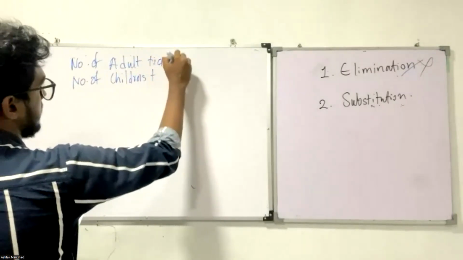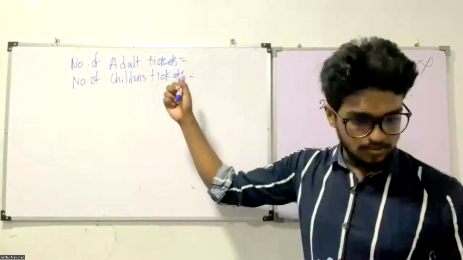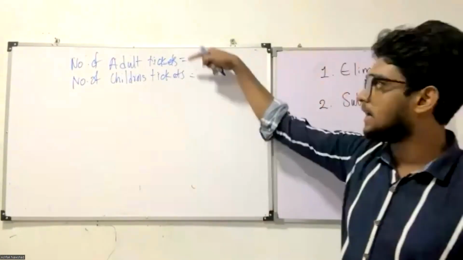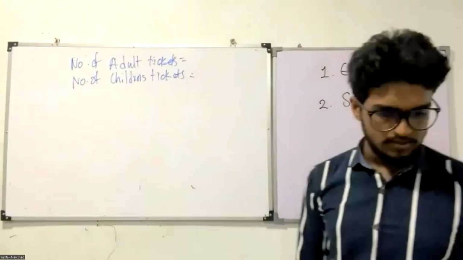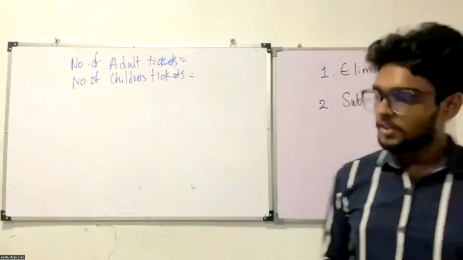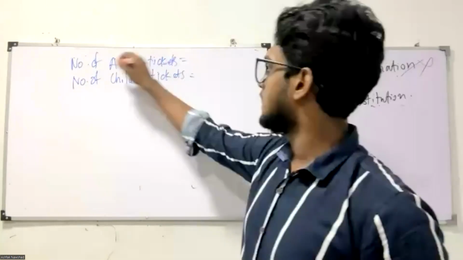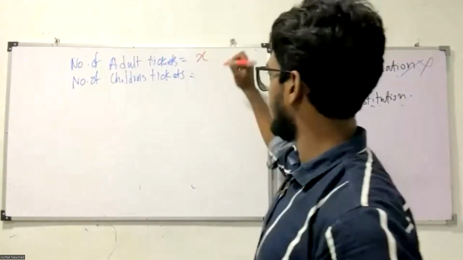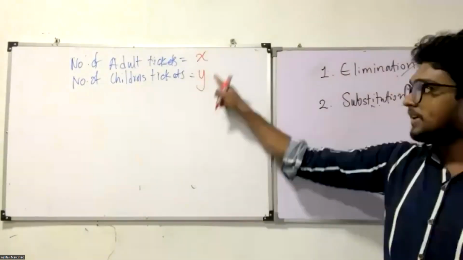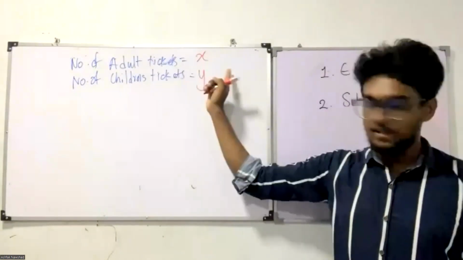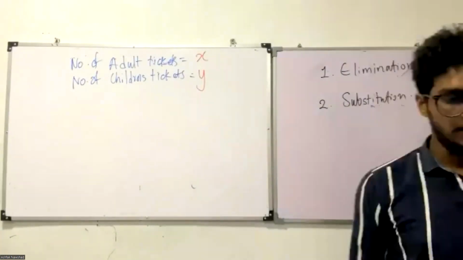This is what they expect at the end. These must be your answers. Is this clear? These are the final expected results. So you must define these as unknown terms. I can let the number of adult tickets be X, and the children's tickets I'll let be Y. So defining, declaring a variable, declaring an unknown. Is it clear? We must declare what they ask.